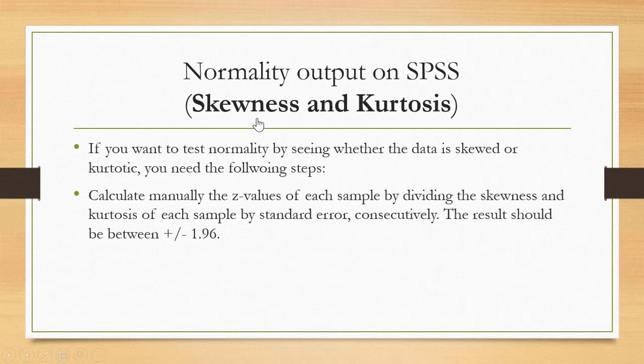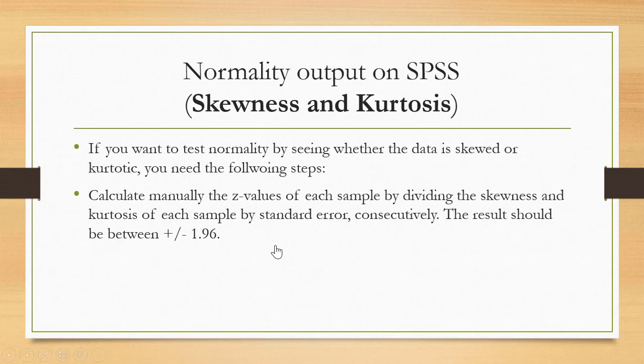Another technique to test normality on the output of SPSS is by checking the skewness and kurtosis. If you want to test normality by seeing whether the data is skewed or kurtotic, you need the following steps. You should have your calculator and calculate manually the z values of each sample, by dividing the skewness and kurtosis of each sample, for example male and female, by their standard errors respectively, and the result should be between plus or minus 1.96.